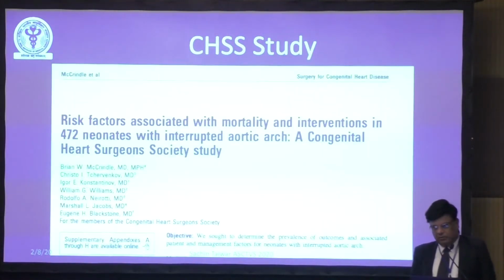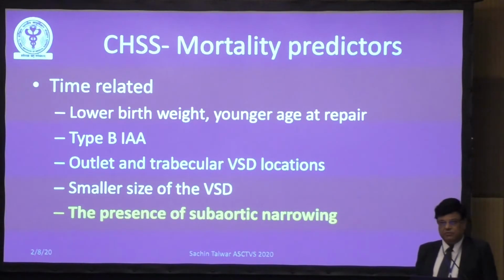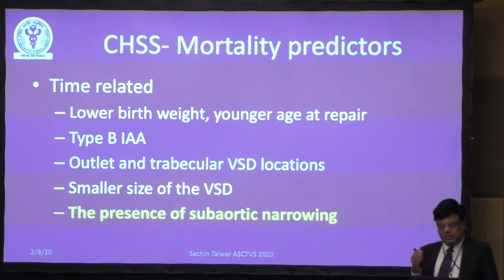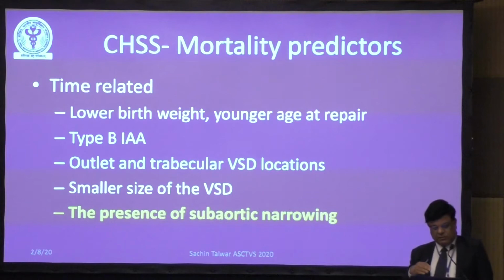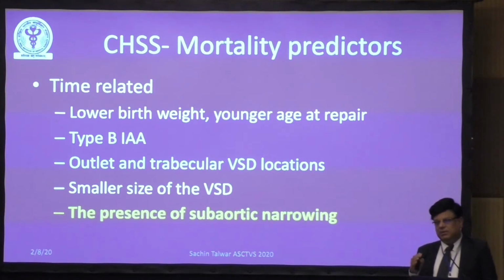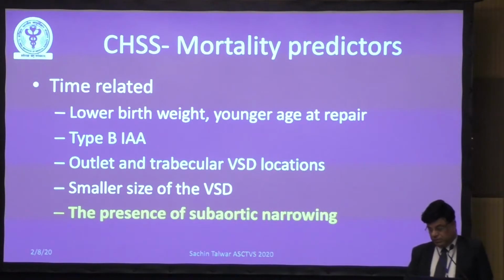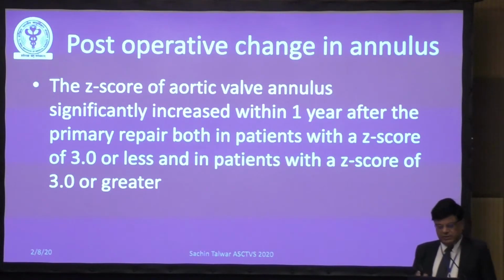Now, a paper from the Congenital Heart Surgeons Society has addressed this very well in almost 500 patients, and it was found that the mortality predictors were the lower birth weight, the younger age at repair, the type B interruption, the outlet and trabecular VSD locations, because it will be difficult to direct all these VSDs to the pulmonary valve, the smaller size of the VSD, because this would entail the enlargement of the VSD and a risk of heart block, and the presence of subaortic stenosis. So it is to be understood that at all levels a procedure has to be undertaken.